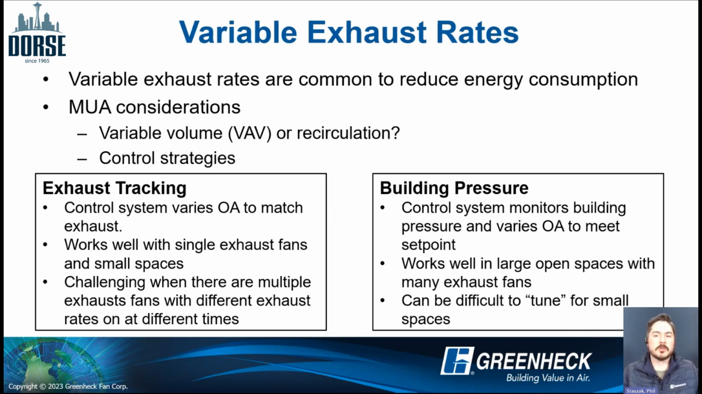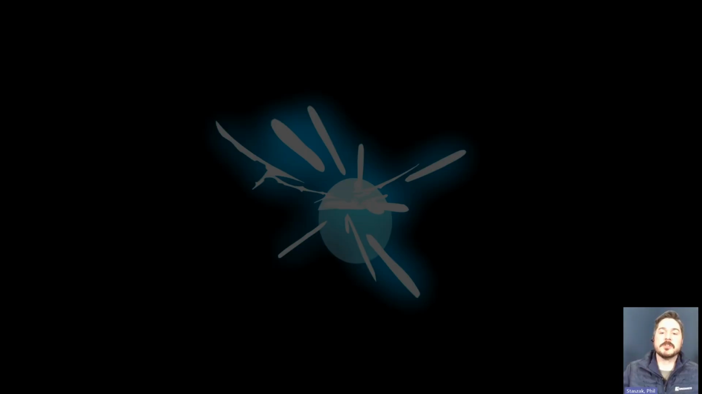Now, building pressure control is more of where you have open spaces. I mentioned the whole warehouse design, or if you have multiple exhaust fans, it's very easy to achieve a sequence when it's just changing the percentage of outside air, or volume of outside air with a variable volume system, based on a pressure setting instead.